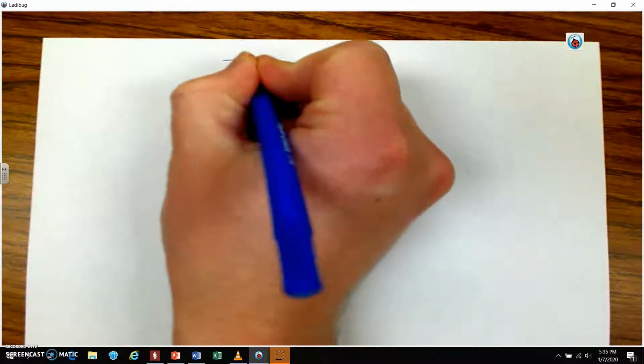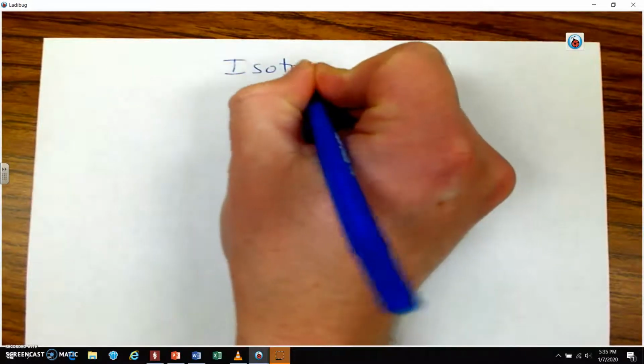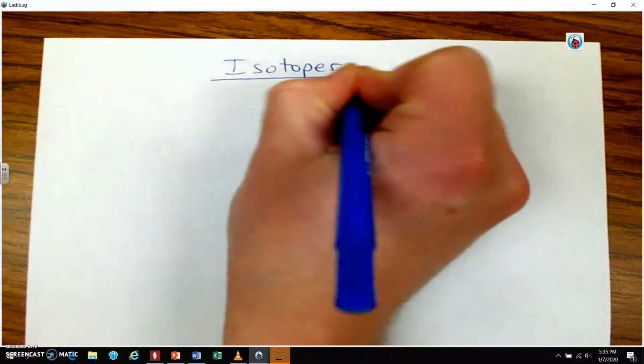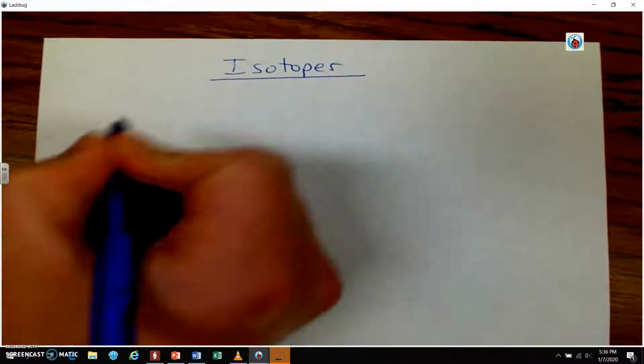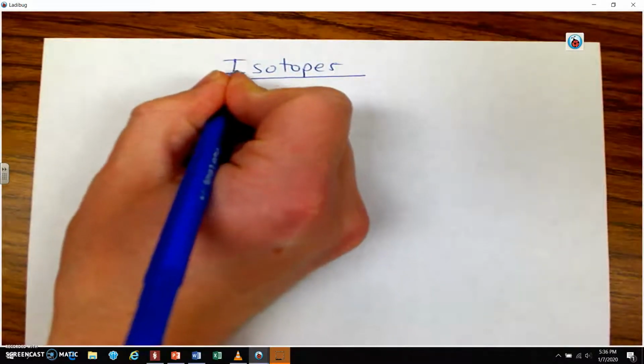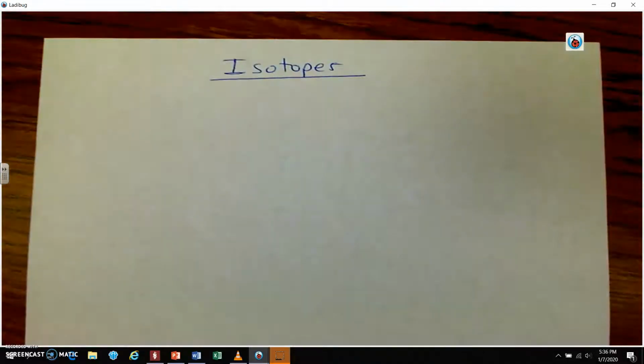Next, we can talk about isotopes. So we're going to title this page Isotopes. And as a reminder, an isotope is defined as two or more atoms that have the same number of protons but different numbers of neutrons.